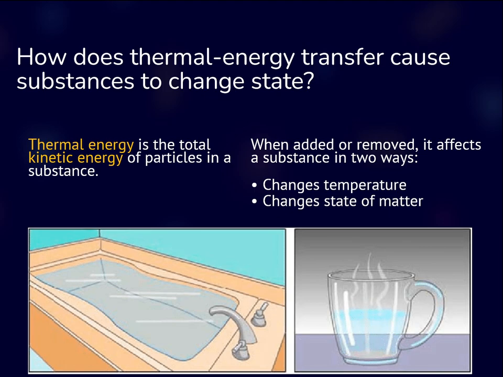Temperature, by contrast, is an average. It tells us how fast each individual particle vibrates or translates on average. Add the same 10,000 joules to a teacup and a bathtub, and you'll see that the teacup's temperature spikes. The bathtub barely budges because those joules spread across millions more particles. Keeping thermal energy and temperature straight is crucial for the rest of this video, especially when we meet plateaus on the heating curve.